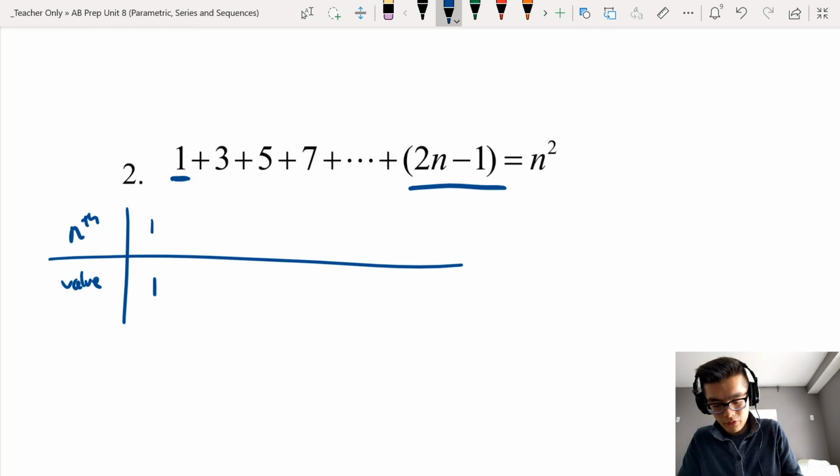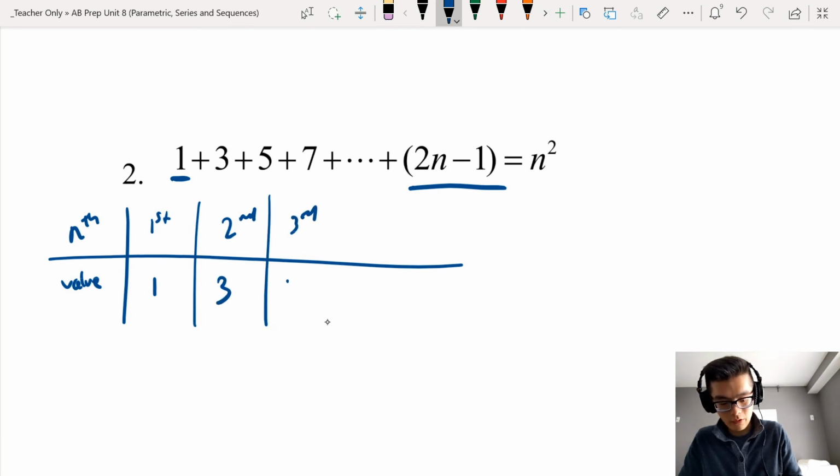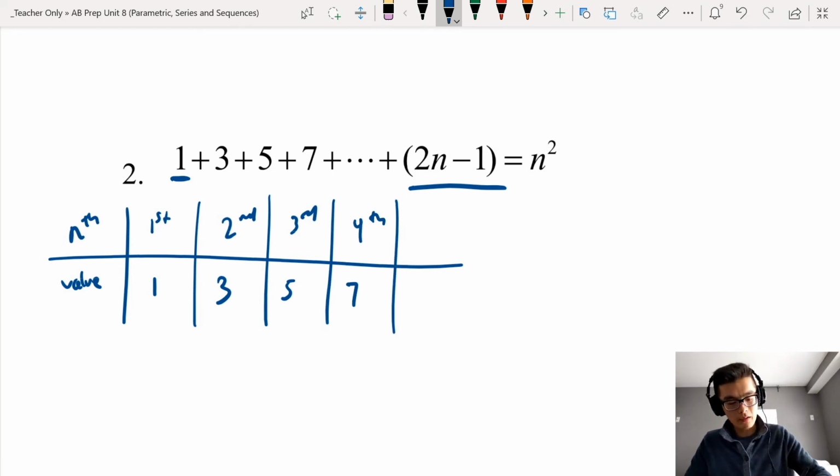We know that the first term, the value is 1, as I can see here. We see the second term, the value is 3. The third term, the value is 5. The fourth term, the value is 7, right? So if I continue this process, if I see that there's the nth term, how do I get from this number, for example, transfer that to that number or that value?